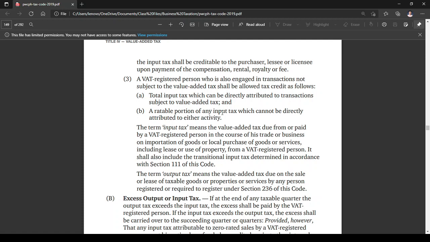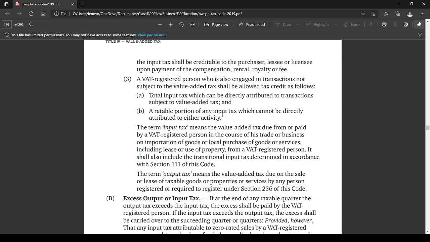So yung purchase of materials, kapag subject siya sa value added tax, pwede siyang mag-avail ng input tax doon. Yung total input tax kasi yung binili niyang materials is directly attributable to the service na subject sa value added tax. Hindi naman niya ginagamit yung materials na yon para sa isang service niya, right, na hindi subject sa value added tax. So in that case, total input tax ang pwede niyang i-avail.